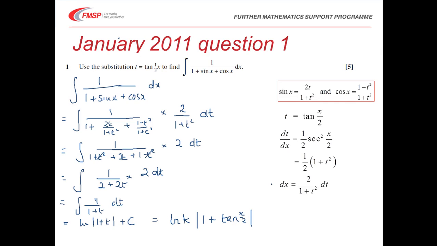In terms of marks, there were 5 marks for the question. So you got a method mark here for substituting all this in, but you also got a mark for working out dx. So in a sense, by the time you got to this stage, you will have had 2 marks. You then get an accuracy mark for simplifying it, and then a method mark for integrating to get log of 1 plus t and a constant, and then another accuracy mark just for substituting back in correctly.